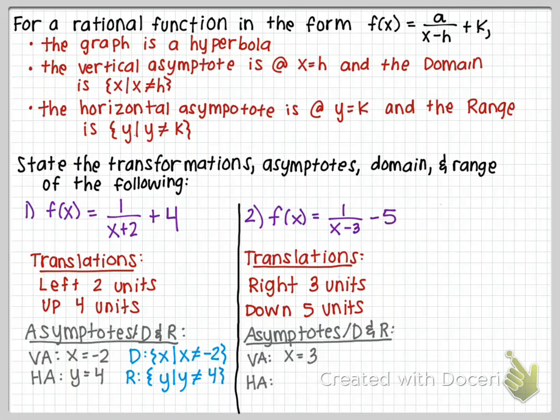Our horizontal asymptote is a horizontal line. So it's like the horizon. It goes from left to right. And that's always going to be y equals. Well, since it's down 5, y equals -5.